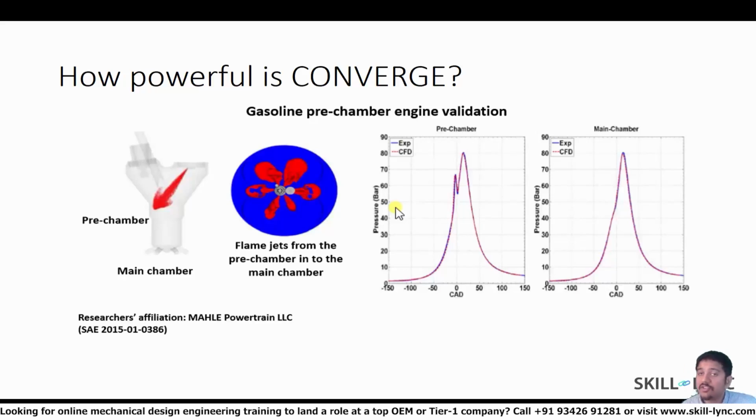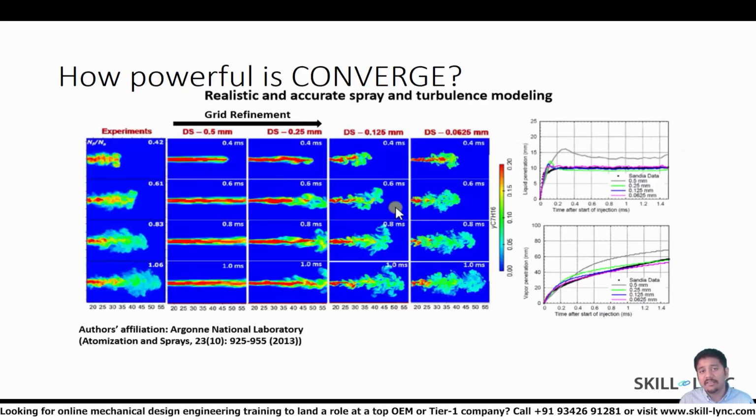Getting these types of validation data is extremely hard, and if a simulation tool is able to do it, then you can actually use that simulation tool for predictive analysis. I hope at this point you are able to appreciate the capability of the tool and what it can do. So finally, let us take a look at a much more fundamental problem. Basically, just spray and turbulence. These are problems that are extremely hard to capture accurately.